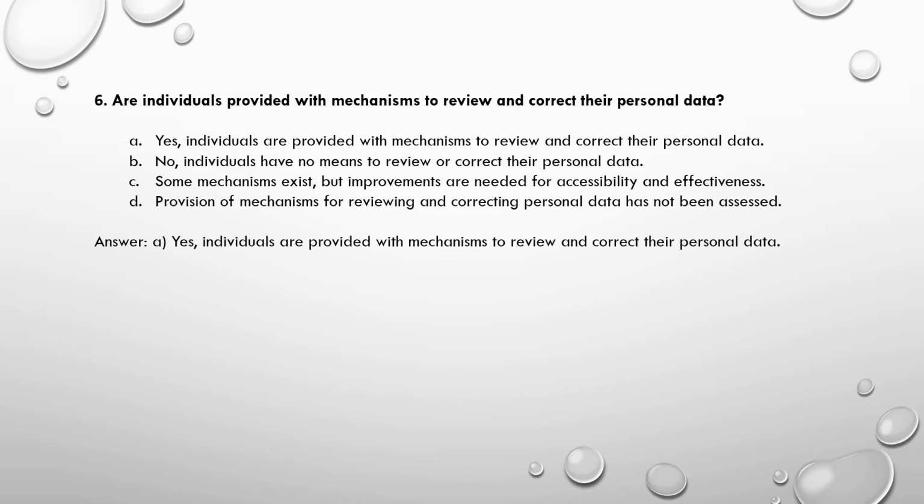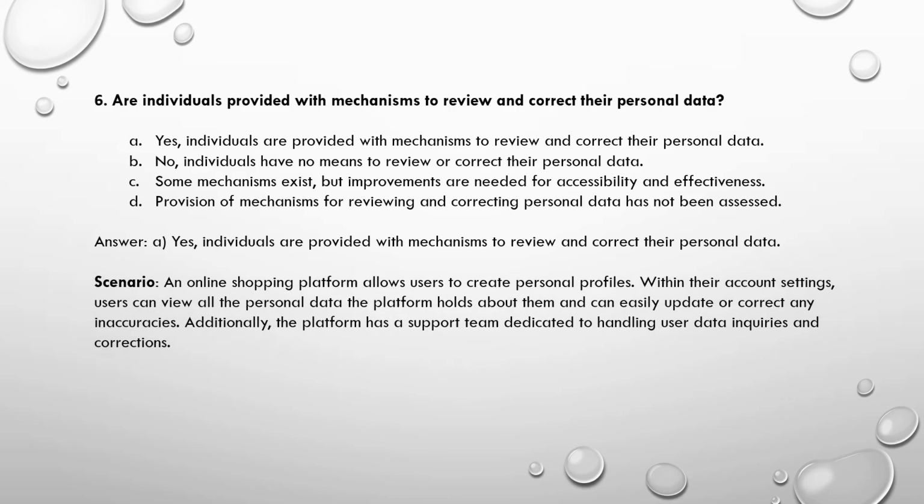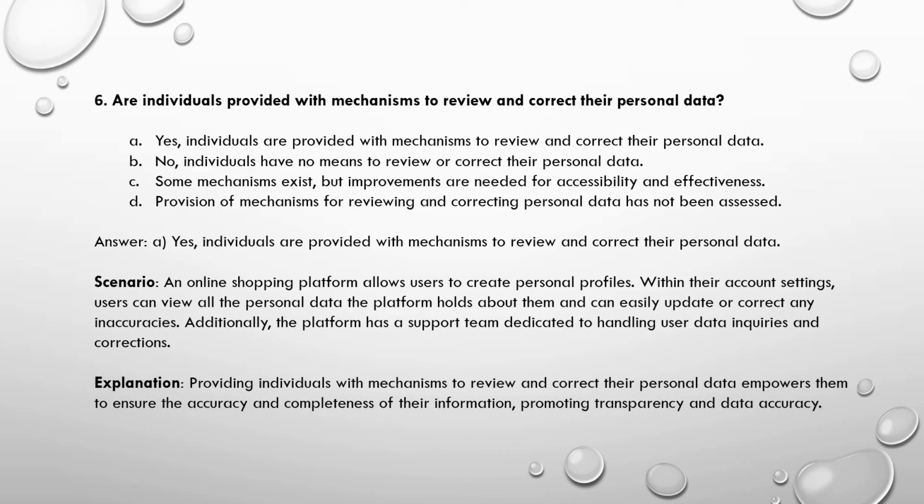A scenario to understand: an online shopping platform allows users to create personal profiles, right? Within their account settings, users can view all the personal data the platform holds about them and can easily update or correct any inaccuracies. Additionally, the platform has a support team dedicated to handling user data inquiries and corrections. The explanation here is, providing individuals with mechanisms to review and correct their personal data empowers them to ensure the accuracy and completeness of their information, promoting transparency and data accuracy.